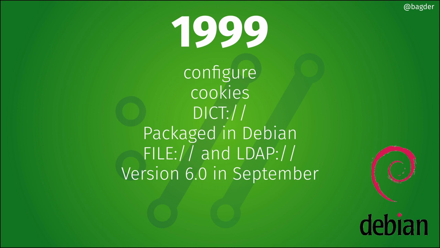Version 6 already in September 99. I don't remember exactly why. Maybe it was those new protocols. And very late in 1999, we imported curl into SourceForge. SourceForge was started late 99. I wasn't there on the day it opened its doors, but pretty much, I think. It was not old when I created my account and created the curl repository on SourceForge. So I think the date is like late December 99.